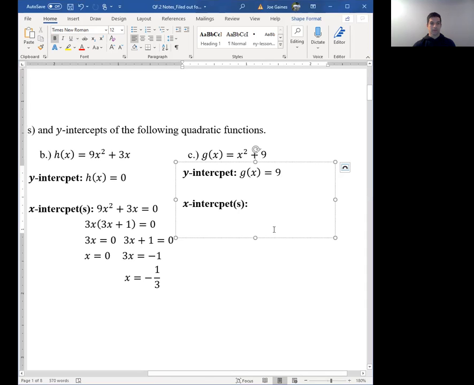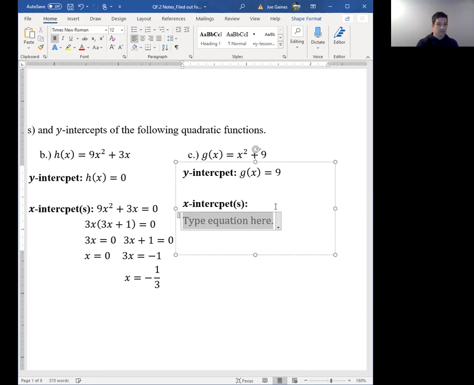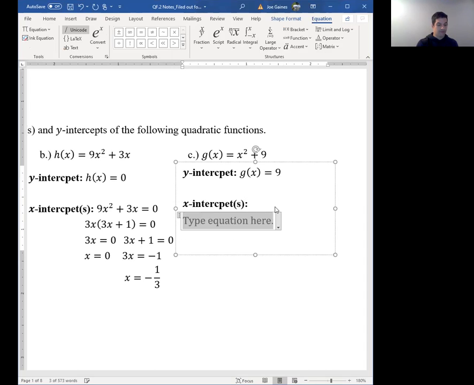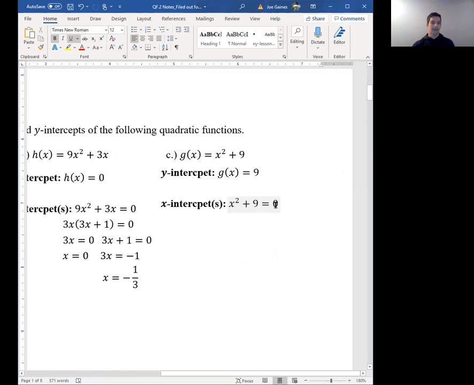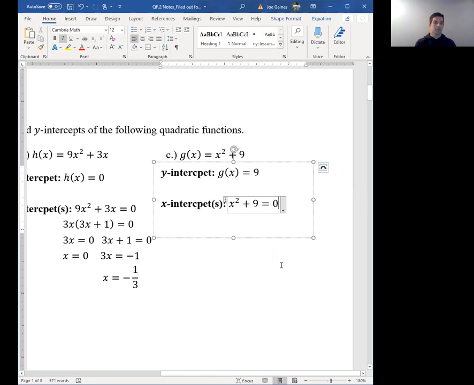The x-intercepts, again, take a little bit more work. To find the x-intercepts, we have to set the y value equal to 0, or the function g of x equal to 0. So we have x squared plus 9 equal to 0. Now we could factor this if we wanted to. We would factor this using imaginary numbers because this is a sum of two squares. But it is a little bit easier to use the square root property of equality. Just follow reverse order of operations. So let's go ahead and do that.